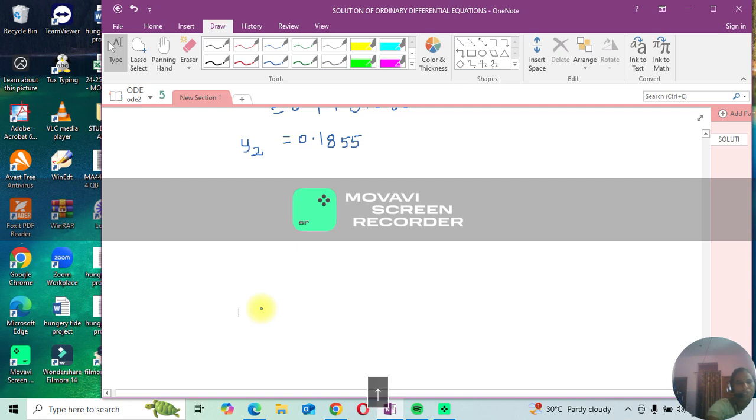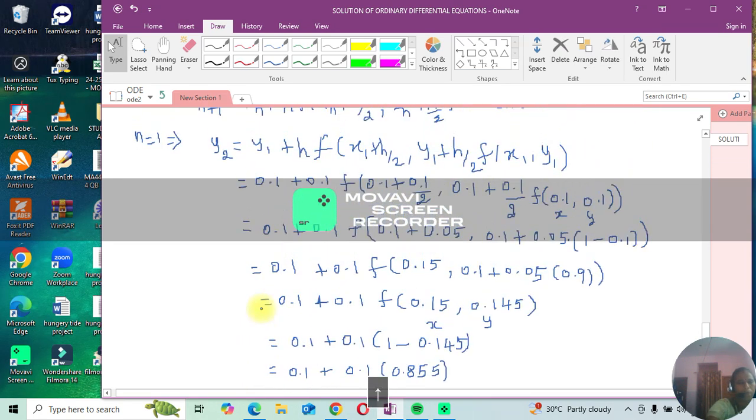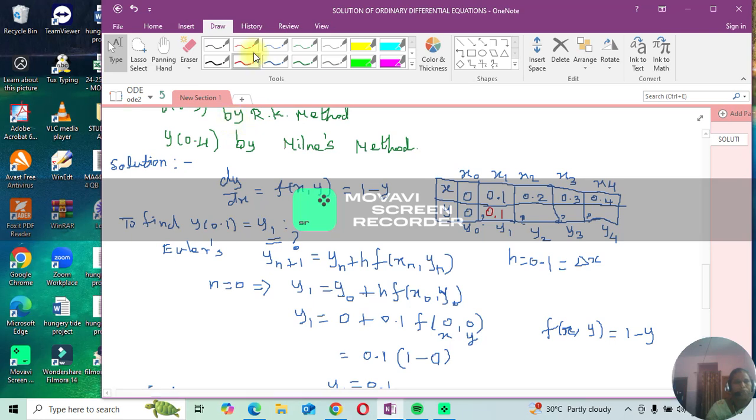So immediately after finding y2, you substitute it in the table. So y2 is nothing but 0.1855. So we note this value. So next we have x3 is 0.3 and y3 we want to find out. For this we are going to use the x2 value and y2 value. And x2 is 0.2 and y2 is 0.1855. Okay, now let us find.